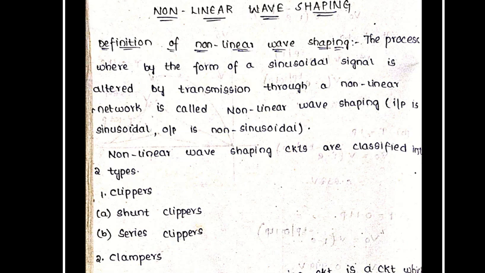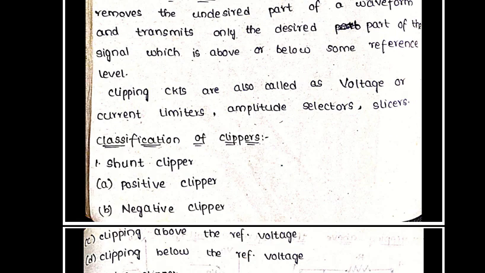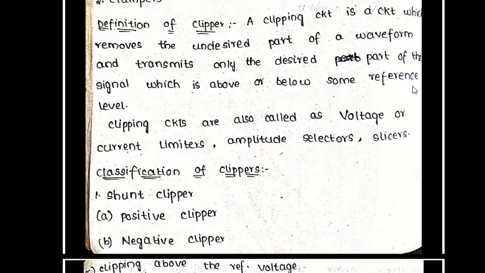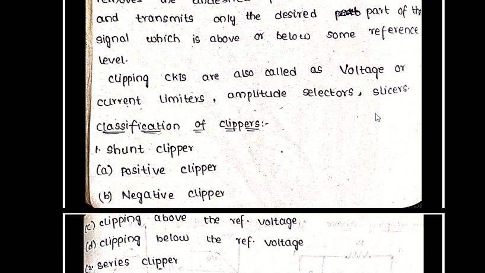These non-linear wave shaping circuits are basically classified into two types. One is the clipper circuit, the next one is the clamper circuit. What is the basic definition of a clipper circuit and what is the basic definition of a clamper circuit? Generally, a clipper circuit is used to remove a certain portion of the input signal. That means it is used to remove the unnecessary part in the input signal. Whereas a clamper circuit is used to shift the input signal from one portion to another portion. That means from the negative axis to the positive axis or the positive axis to the negative axis.